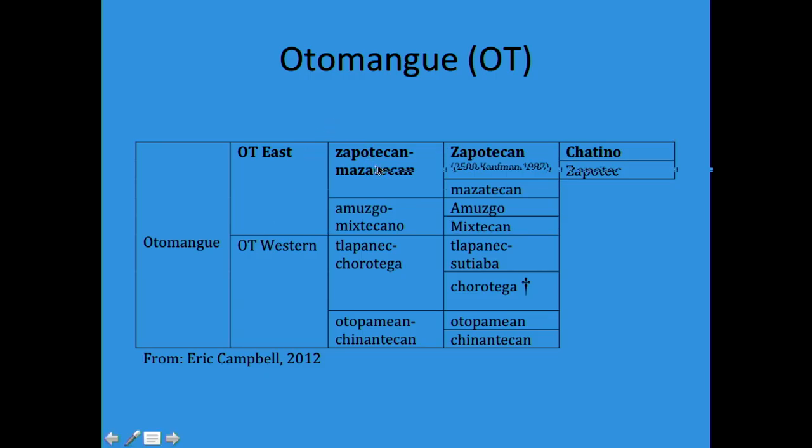In this area we have the Zapotecan, and according to linguist Kaufman, Zapotecan split and made two languages about 2,500 years ago. So it's not a very long time ago that this language split and made Zapotec and Chatino. But of course, there is not only one Zapotec language or one Chatino. These are different languages, but we are related to the Zapotec language.